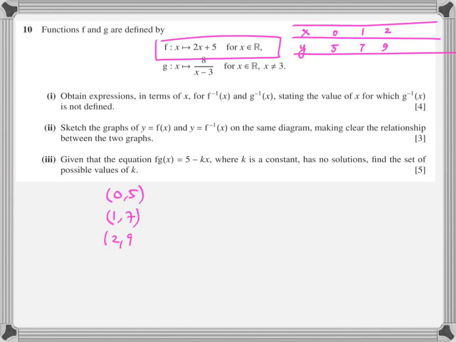These are the 3 points. Because of that reflection in the line y = x, what would happen? Coordinates flip. (x, y) becomes (y, x), (a, b) becomes (b, a), (0, 5) becomes (5, 0), (1, 7) becomes (7, 1), and (2, 9) similarly becomes (9, 2).